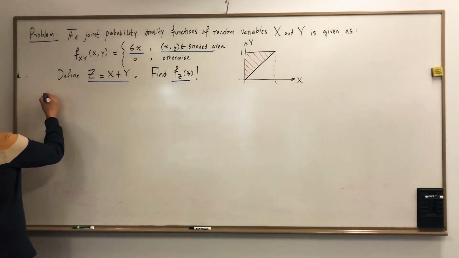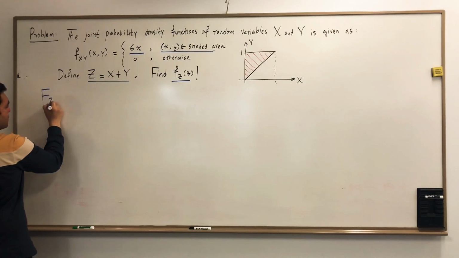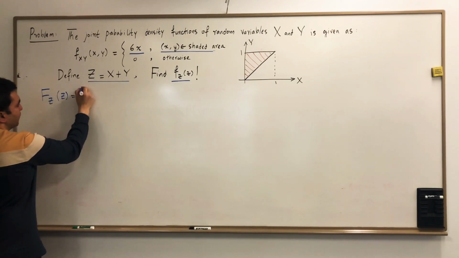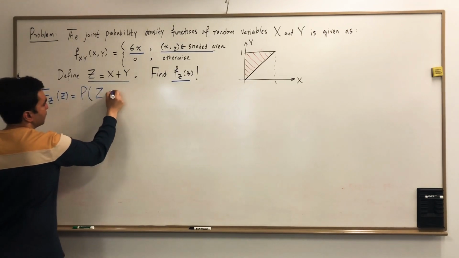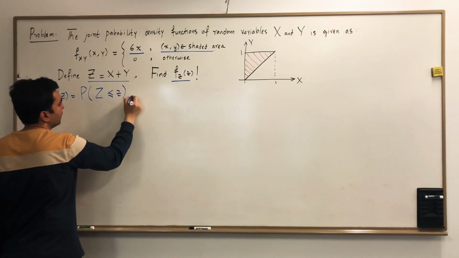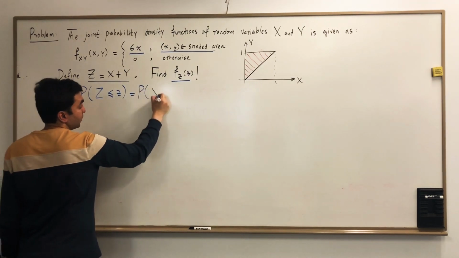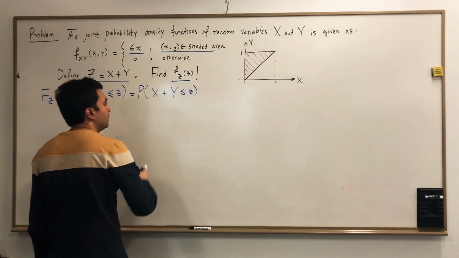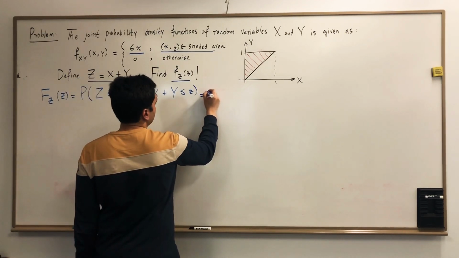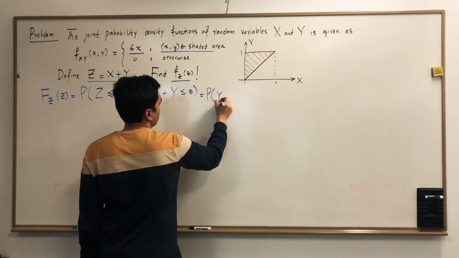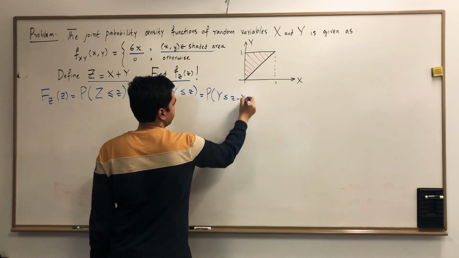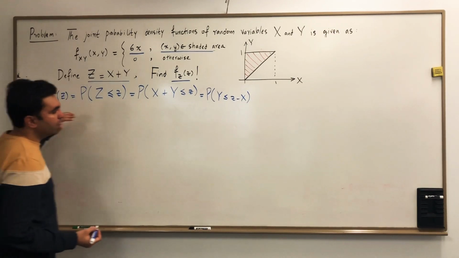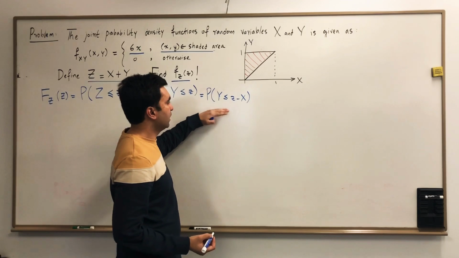So if we start with the distribution function approach, that means computing capital F_Z(z). It is by definition the probability that the variable Z is less than small z. And in this case, the variable Z is x plus y, and it has to be smaller than small z. So rearranging this tells you that this is the probability y is less than z minus x. So to compute the distribution function, we need the probability that y is less than z minus x.